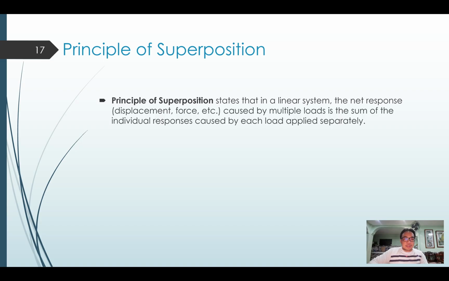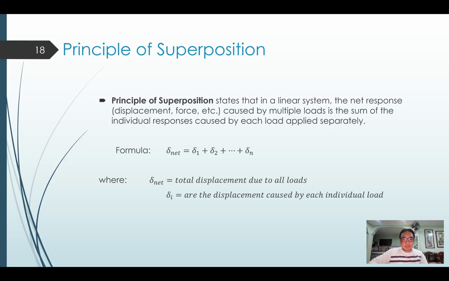The second topic is regarding principle of superposition. What is the principle of superposition? The principle of superposition states that in a linear system, the net response, or the displacement, force, etc., caused by multiple loads is the sum of the individual responses caused by each load applied separately. We have the formula: delta net is equal to delta 1 plus delta 2 plus up to delta n, where delta net is the total displacement due to all loads, and delta i are the displacements caused by each individual load.